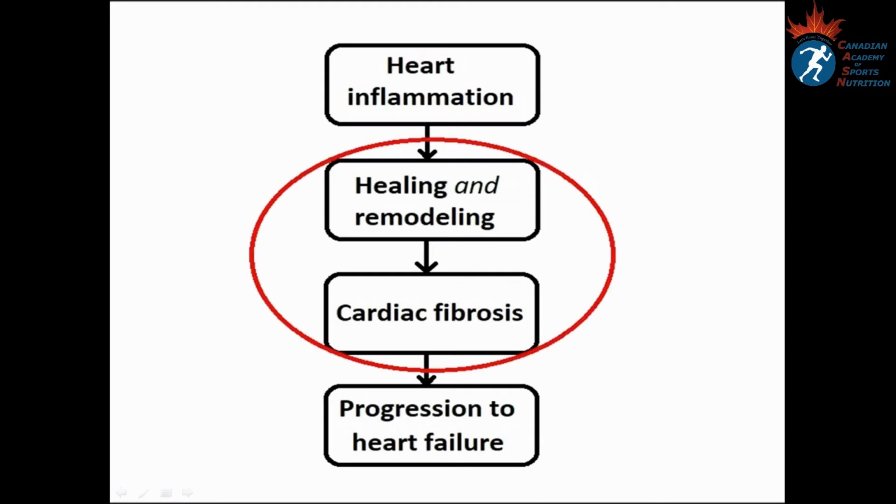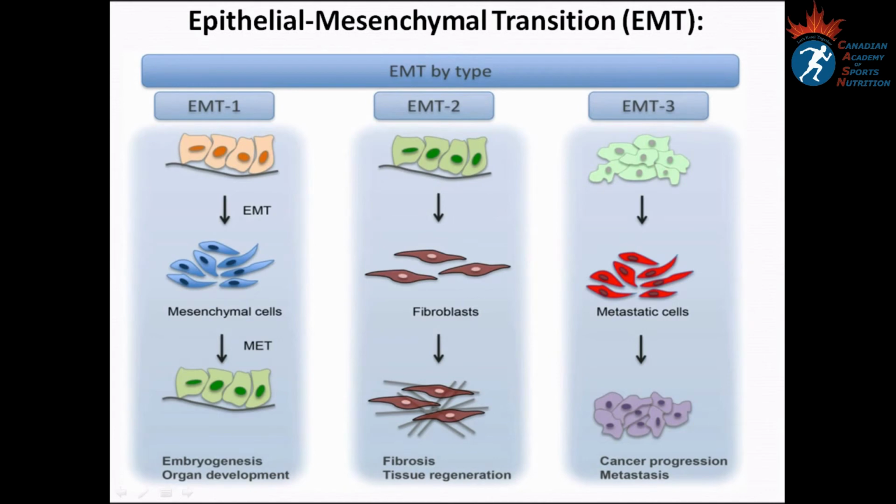If we interfere here, in healing and remodeling phases, and try to decrease the risk of cardiac fibrosis, definitely we can minimize the risk of developing heart failure in the future. Is this possible? Yes, it is possible through a process in medicine which is called EMT. EMT stands for epithelial mesenchymal transition. EMT is a biological process. It is an essential event in wound healing, tissue regeneration, organ development, and progression of cancers.